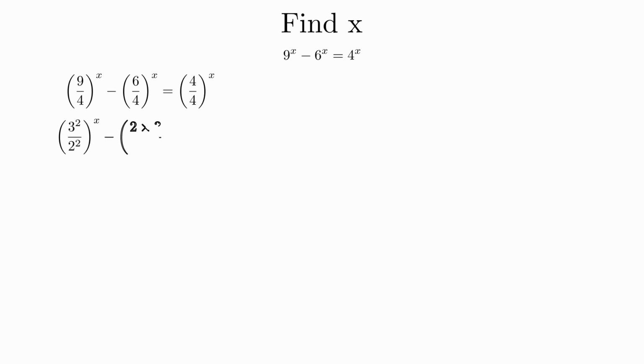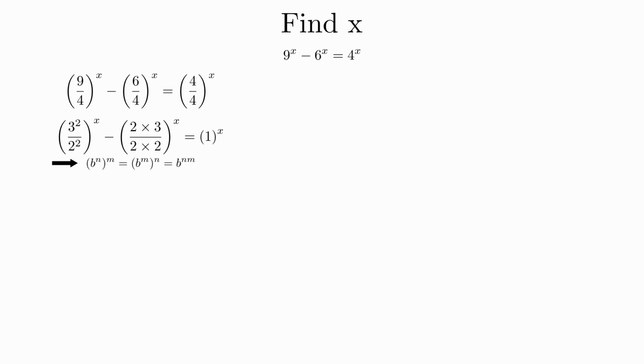is equal to 4 to the x. We start by dividing the entire equation by 4 to the x. Then we write the first term on the left-hand side as (3 squared over 2 squared) to the power of x. In the second term we write 6 and 4 as 2 times 3 and 2 times 2 respectively, and on the right-hand side we simply divide 4 by 4 and get 1.